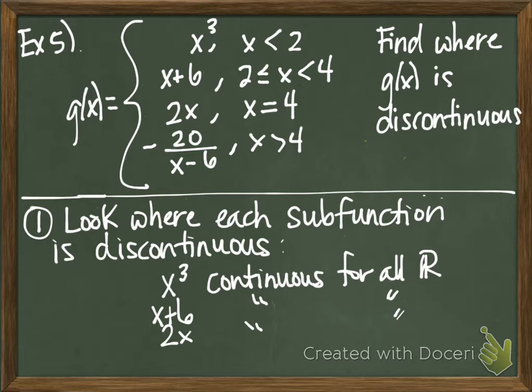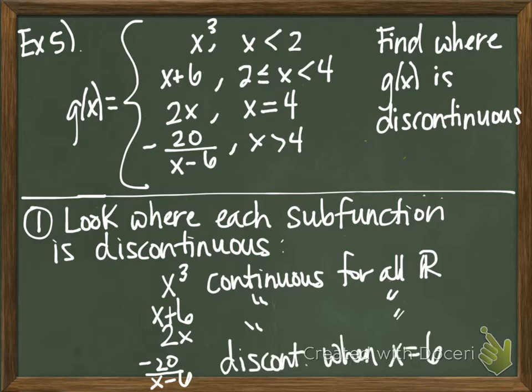The rational function at the bottom, negative 20 over x minus 6. So that is not continuous for all real numbers. We have a discontinuity there when the denominator is 0, so it's discontinuous when x is 6. Once you find a discontinuity, then you now need to go back up to the piecewise function and see when x is 6, is that even part of the domain, or is that even part of where this function is defined in the piecewise function?